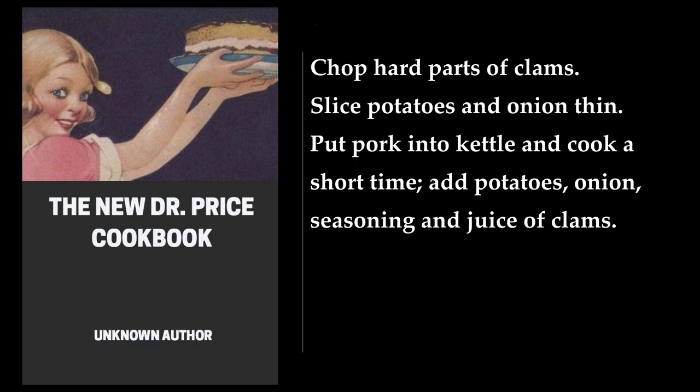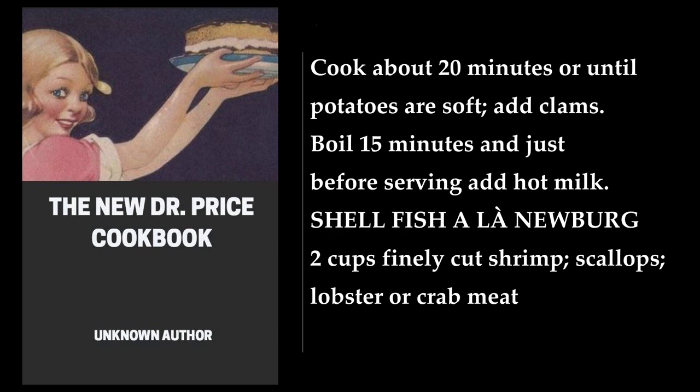Put pork into kettle and cook a short time, add potatoes, onion, seasoning and juice of clams. Cook about 20 minutes or until potatoes are soft, add clams. Boil 15 minutes and just before serving add hot milk.